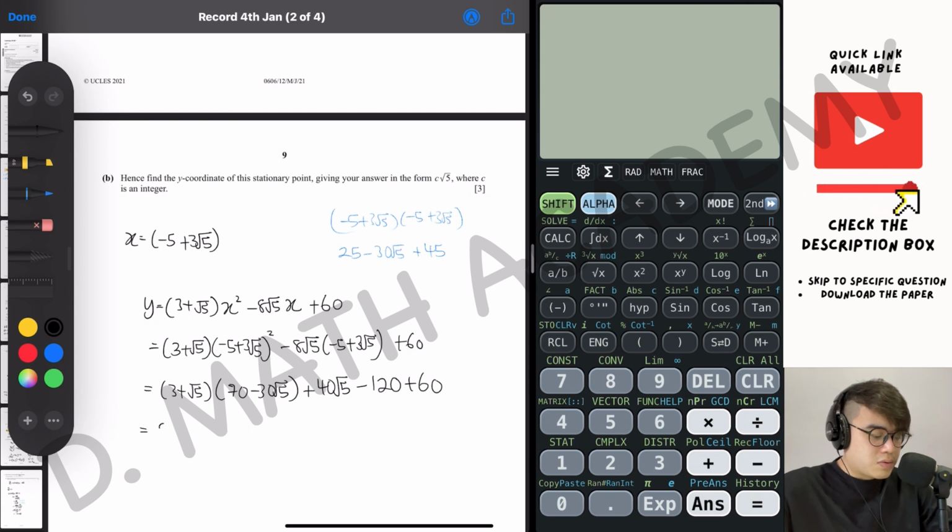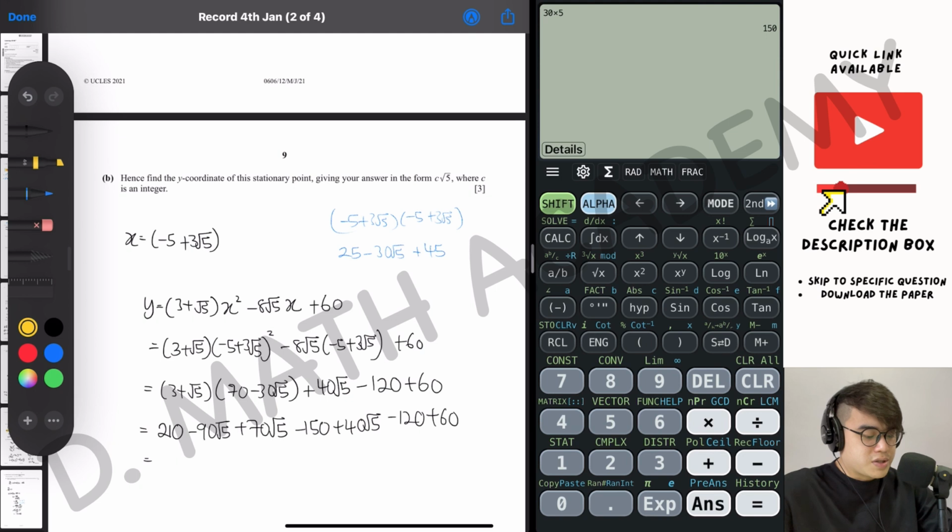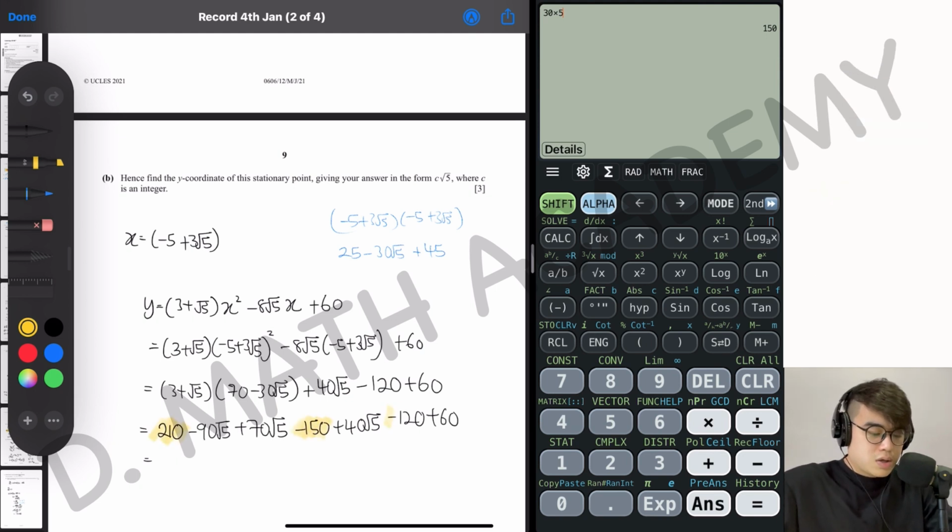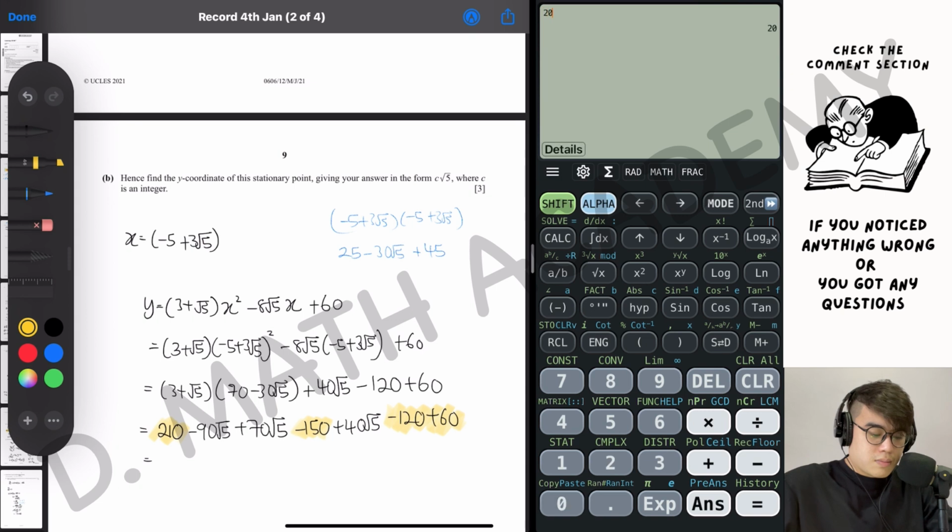So expand it out. I highlight all the numbers so that I don't miss them out during the calculation. 210 minus 150 minus 120 plus 60. So there's no more integer values there. So we have 90 plus 70 plus 40. So you get your final answer as 20 square root 5, which the c here is the 20 that they're referring to. So that's pretty much it for our part b here.